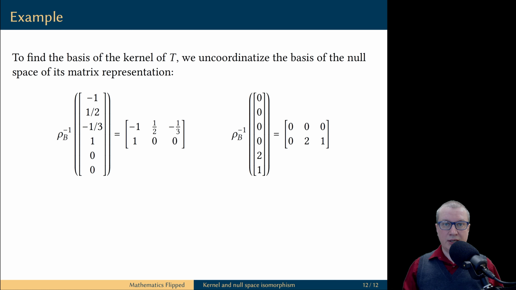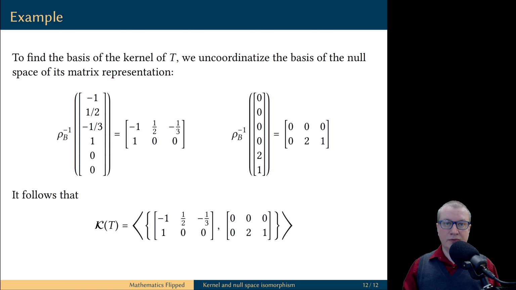The kernel of T is isomorphic to the null space of the matrix representation via the vector representation function rho b. So, to go from the null space back to the kernel, we simply have to apply the inverse of rho b. In other words, we uncoordinatize the vectors relative to the basis B. This tells us that the kernel of T has these 2 matrices as a basis.